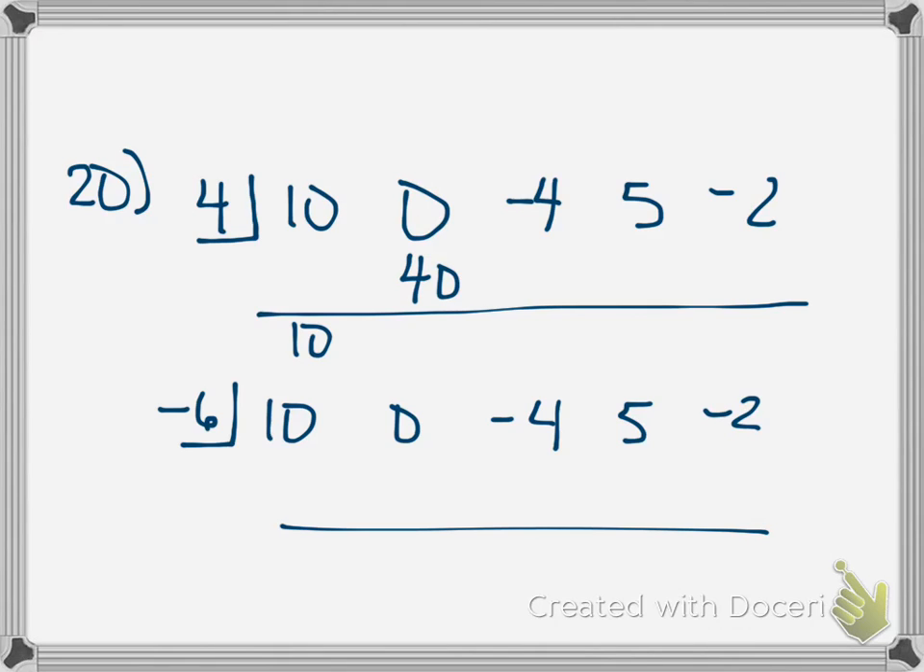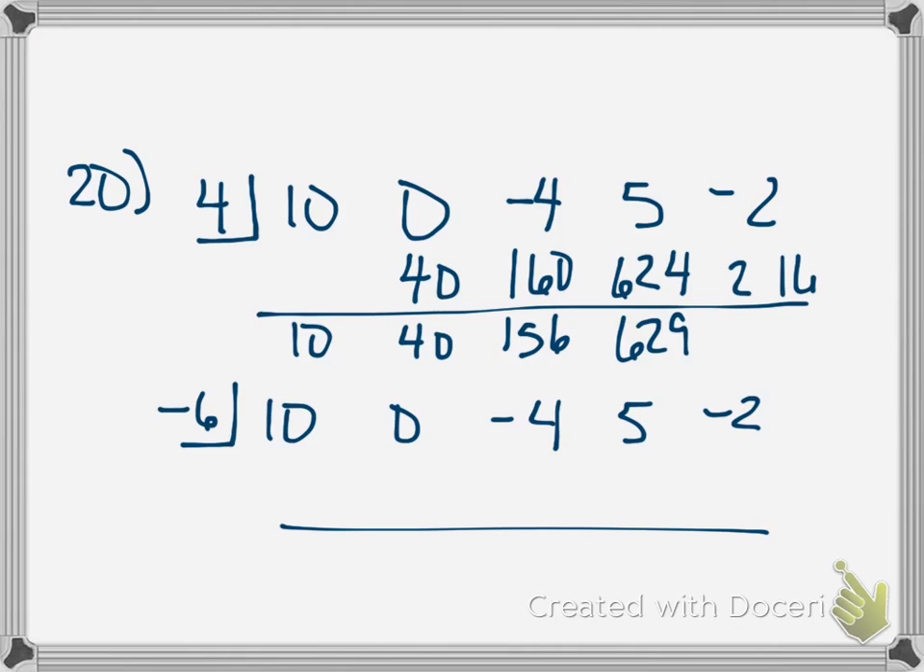Multiply, combine, multiply, combine, multiply, combine, multiply, combine, and that final answer in the box is what g of 4 would equal. In other words, if you put 4 in place of the x's, you would get an answer of 2,514.